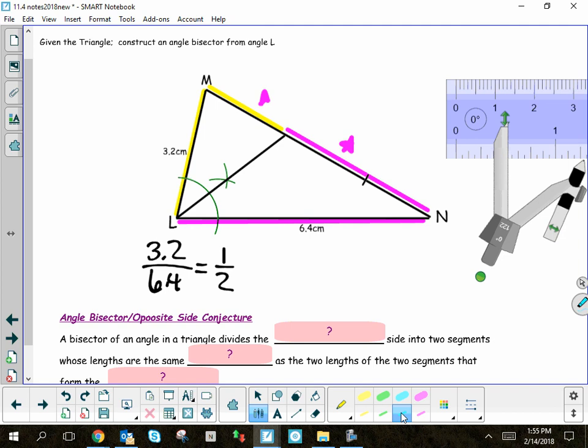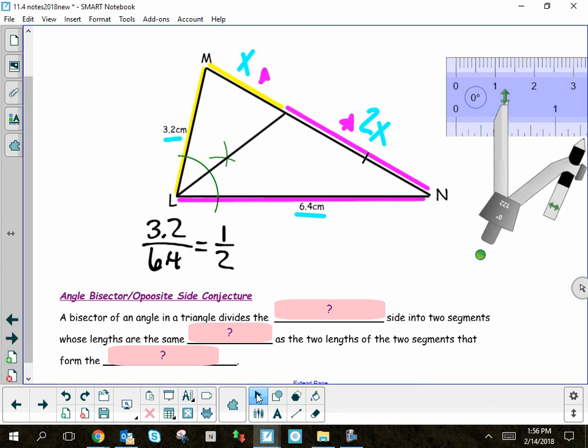So if this is X, this is going to be 2X because it's going to go along with this proportion here, or ratio, I should say. So if 3.2 is to 6.4, which is 1 to 2, well, then that yellow one is going to be half of that pink one. So it does divide that opposite side proportionally.